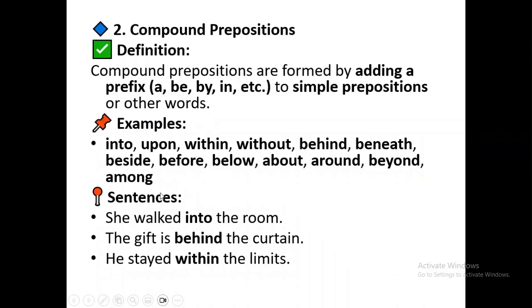If we observe them in sentences, the example sentences are like this. She walked into the room. Into is a compound preposition. The gift is behind the curtain. Behind is a compound preposition. He stayed within the limits. Within is a compound preposition. So a compound preposition is formed by adding a prefix to simple prepositions. I hope that you understand the concept of compound prepositions.